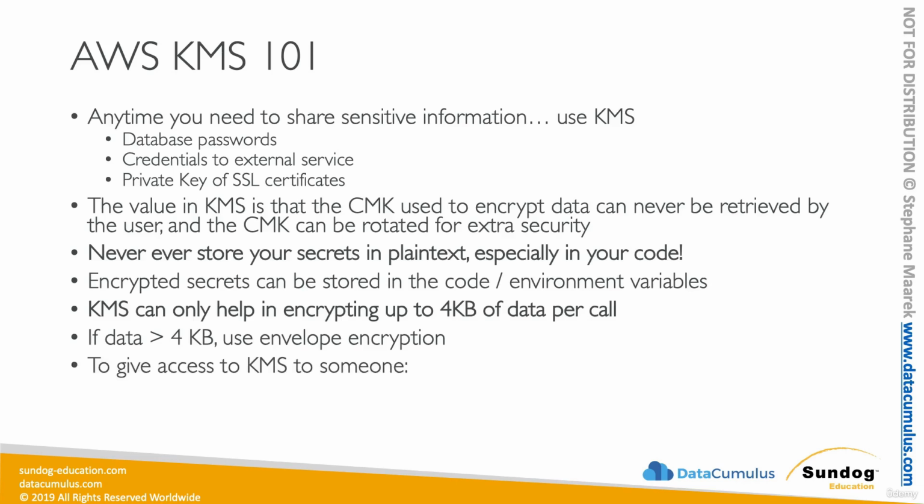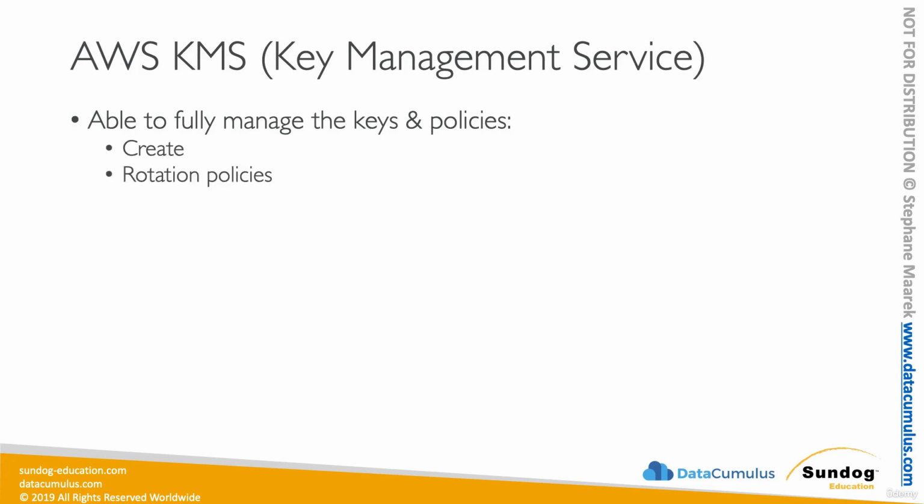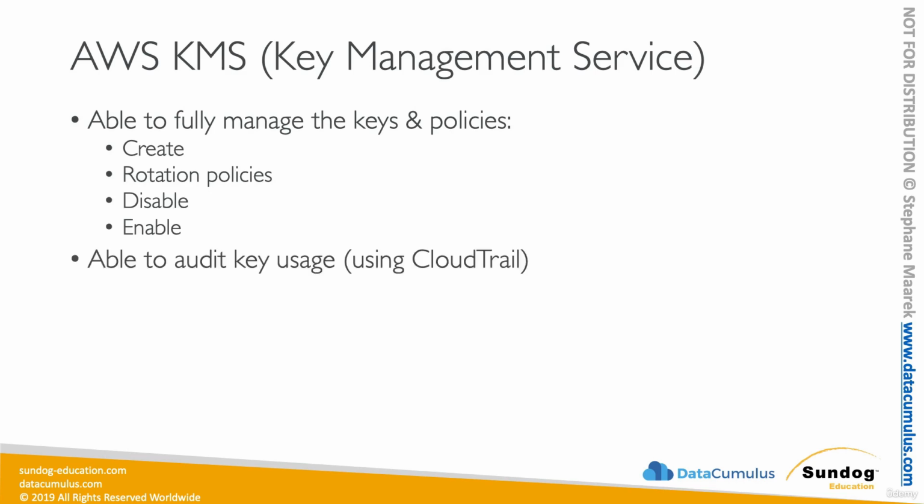Okay, so to give KMS access to someone, you basically need to set a key policy to allow the user, and you also need to make sure that the IAM policy allows the API calls. All right, so let's have a look at how it works on the KMS side. You are able to fully manage the keys and the policies. You can create keys, do key rotation policy. You can even disable keys or enable a key back. You can also audit the usage of the keys, for example, using CloudTrail.